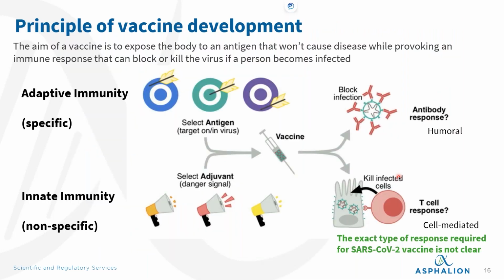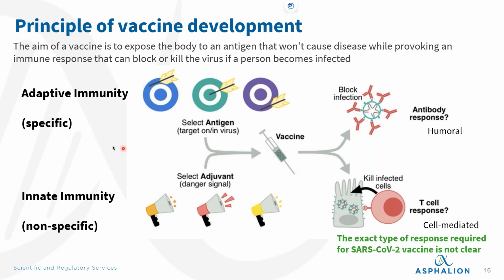Next slide. So the principle of vaccine development is that the aim of the vaccine is to expose the body to an antigen that won't cause disease while provoking an immune response that will be able to block or kill the virus if a person becomes infected with the virus at a later date.